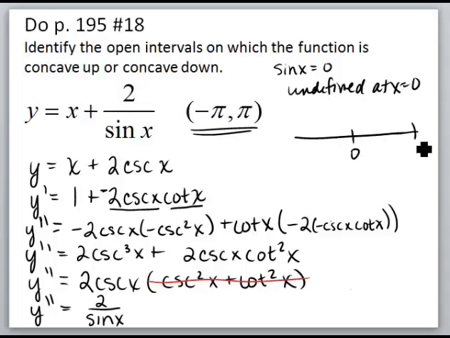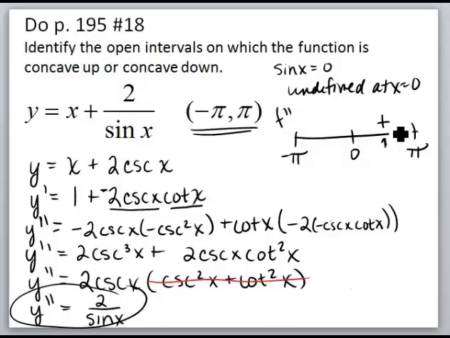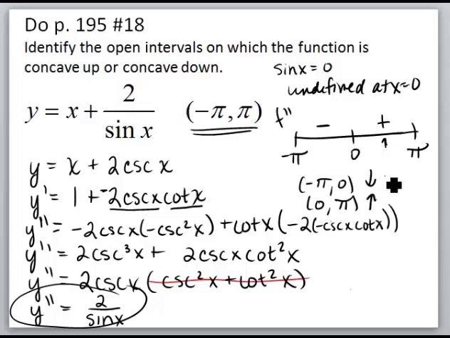But remember, I'm only going from negative pi to pi, so I only need to test these particular intervals and see what's going on with the second derivative. Remember, everything entails a second derivative. So when I plug in pi over 2, I end up with a positive value. And when I plug in negative pi over 2, I end up with a negative value. So it is concave down from negative pi to 0, and concave up from 0 to pi. So it's concave down here and concave up.